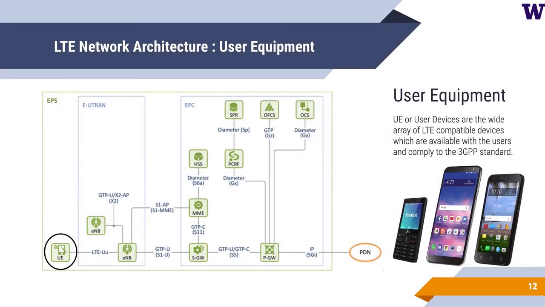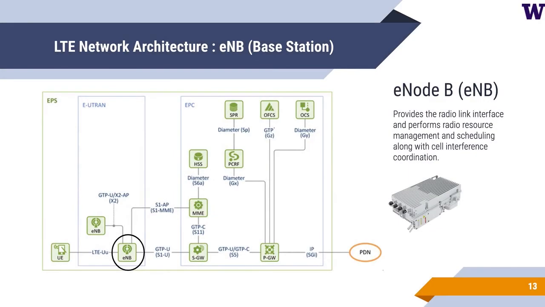Of course, a core part of the ecosystem is the user equipment, which are standard off-the-shelf mobile devices, which are LTE capable and can support connectivity in different LTE bands. The eNode B is the radio base station, which provides a radio link interface between the UE and the EPC core network.